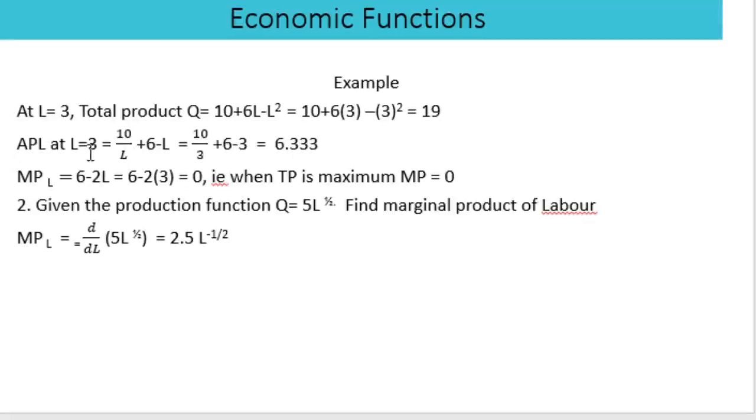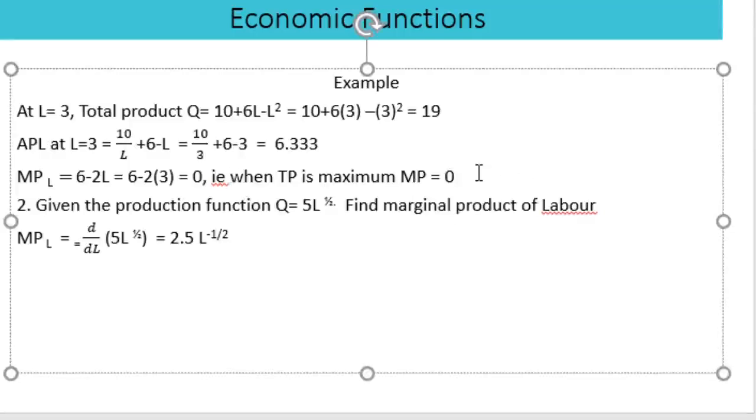Average product at L equal to 3, substituting L equal to 3 into the average product of labor function, is 6.33, and marginal product of labor equal to 6 minus 2L will be equal to 0. Then total product is maximum, and marginal product will be 0.